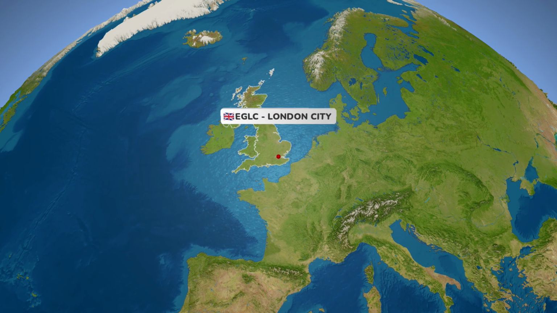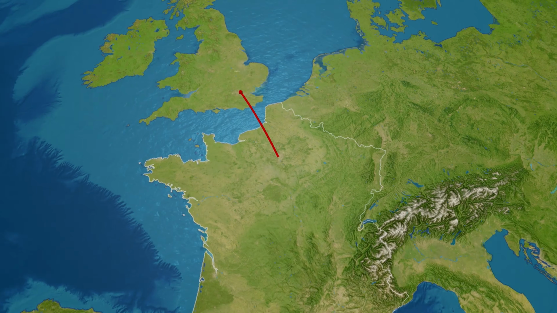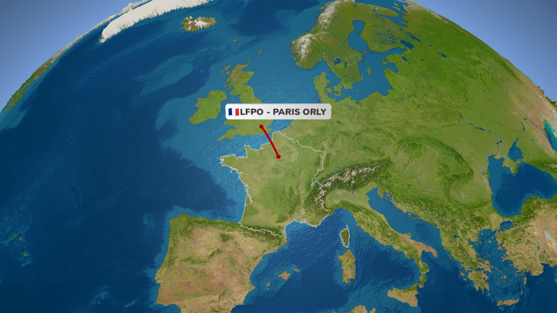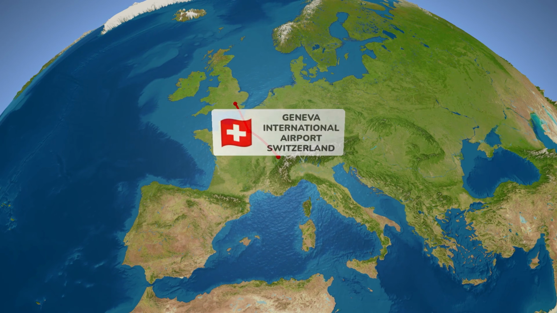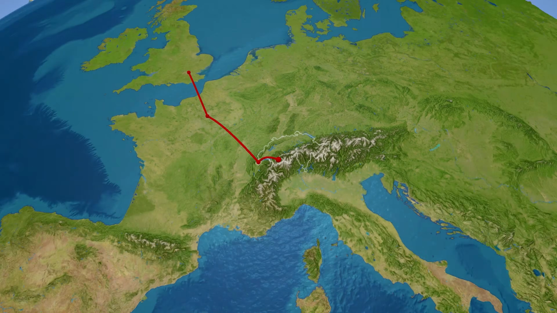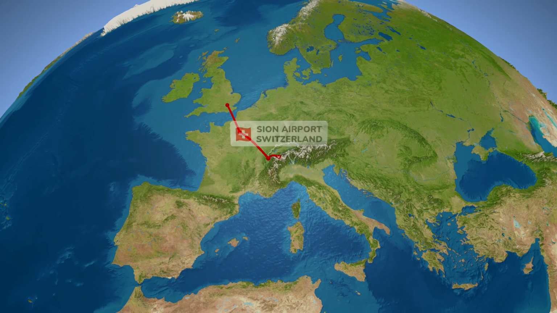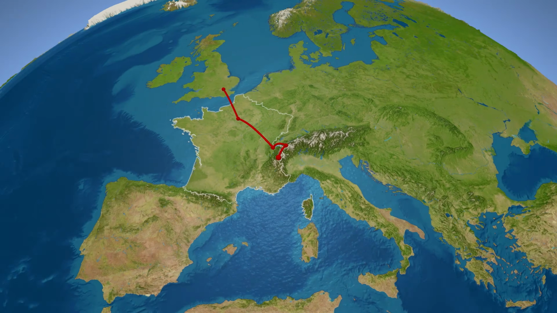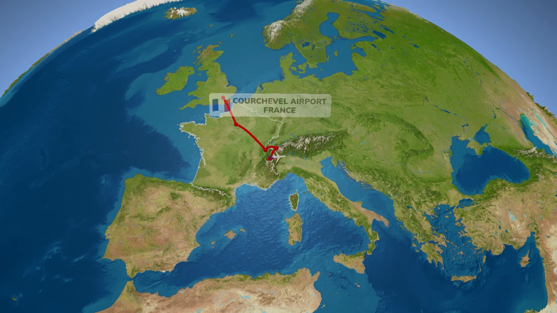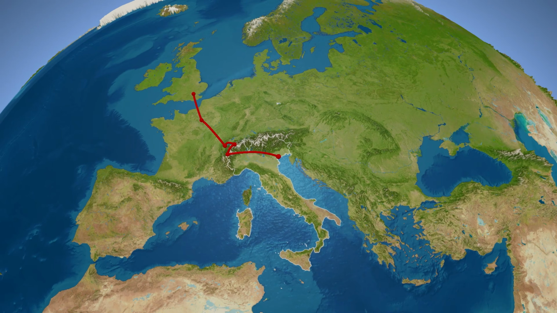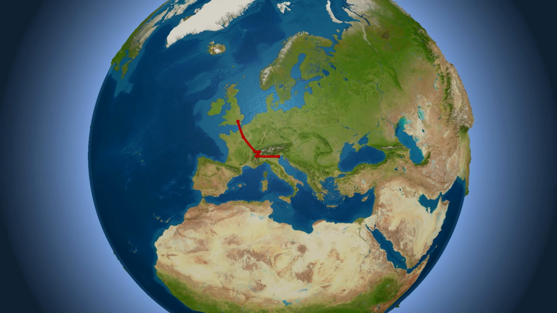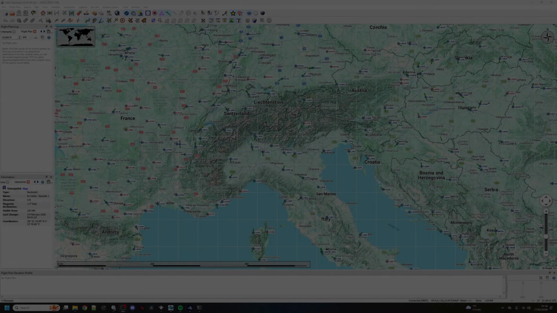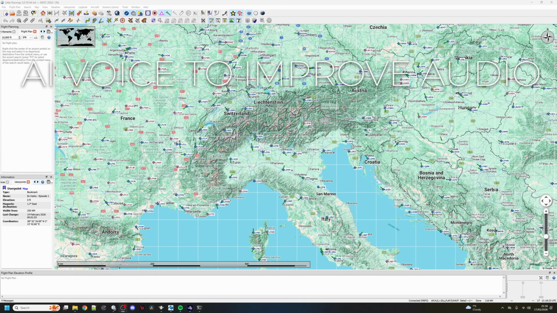So far, our journey has taken us from London to Paris, across to Geneva, and deep into the Alps to Sion and Courchevel. Today we continue south across the mountains and into Italy, flying toward the historic city of Venice. Today we are flying from Courchevel to Venice.